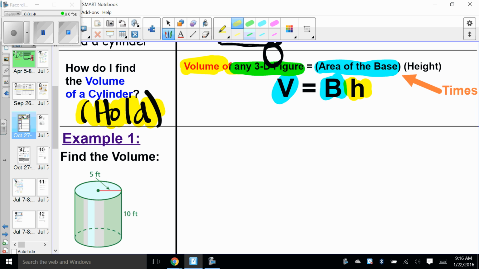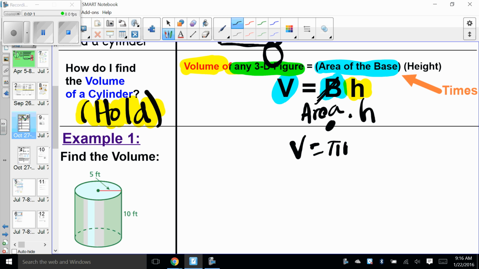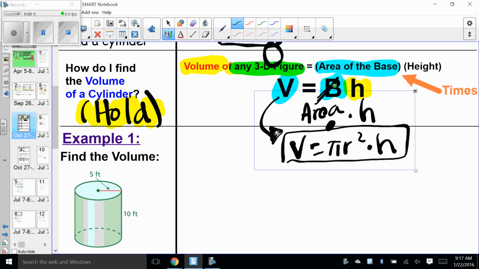Same thing is happening here, but the difference is that the base of the cylinder is in the shape of a circle. So in this spot we're going to put the area of the circle multiplied by the height. It's going to turn into volume equals the area of the circle, which we just learned is pi r squared, multiplied by the height. This is going to be our formula today. We're going to transfer some of those variables in and break it down for how we find out how much a cylinder holds, what the capacity of it is.